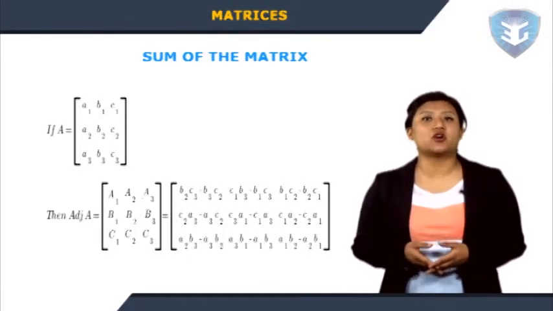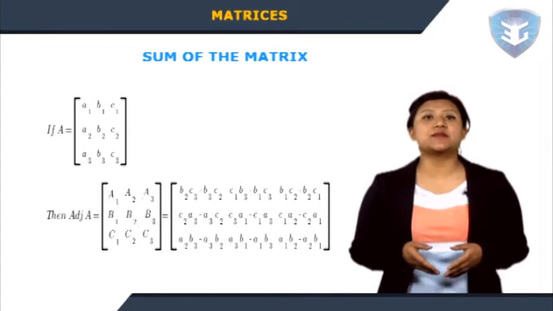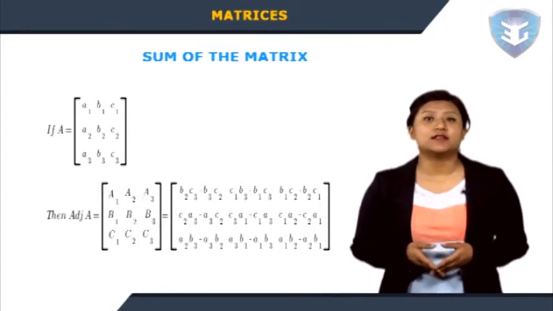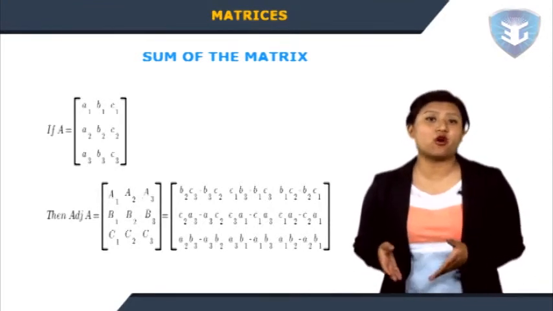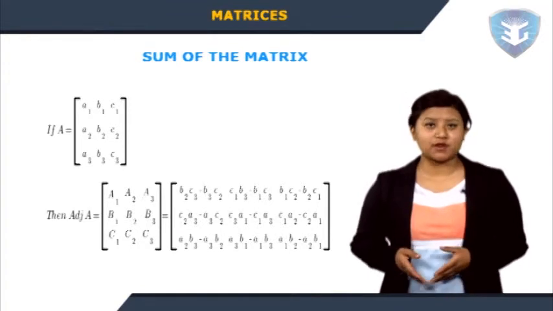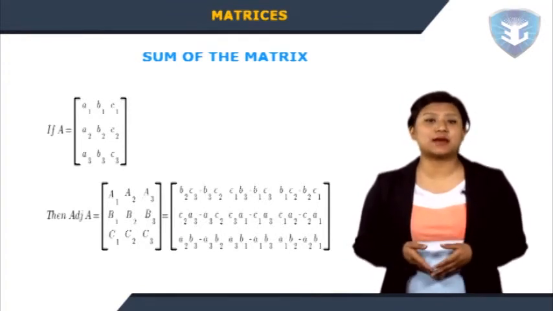Let's now take a look at the sum of matrices. If A and B are matrices of the same size, their sum A plus B is the matrix formed by adding corresponding entries. For better understanding, let's see the example on your screen.